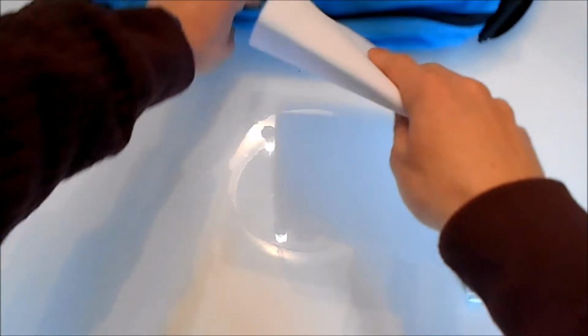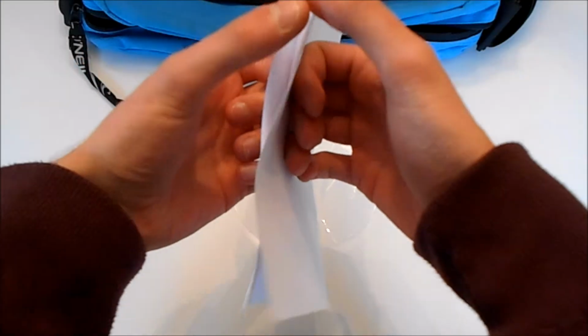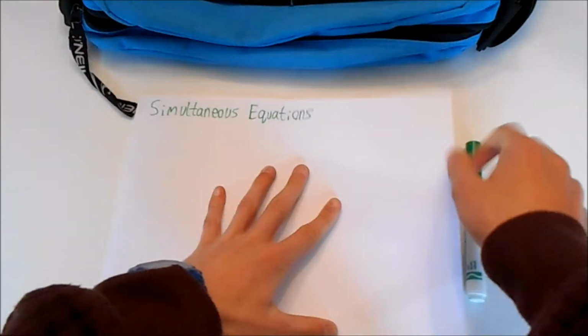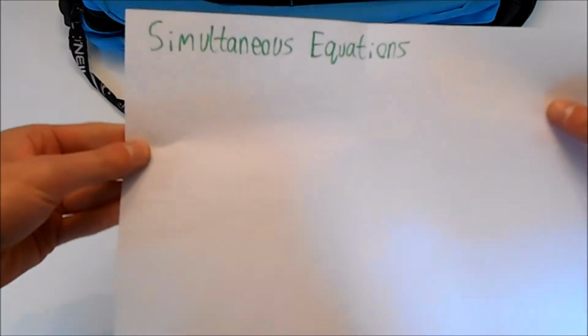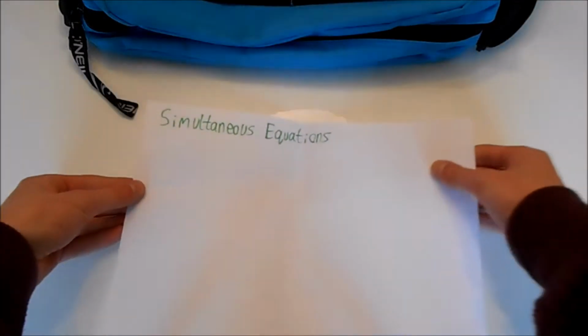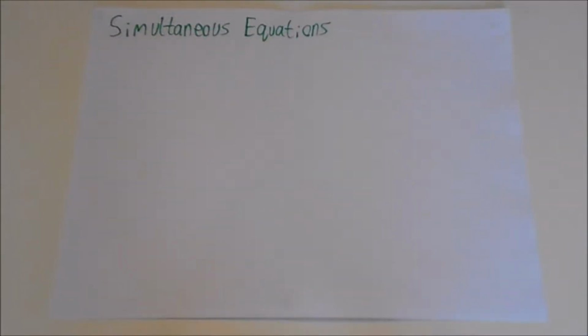So here we have our next bag, and inside this bag we have simultaneous equations. So what are simultaneous equations? Well, simultaneous equations, or rather a pair of simultaneous equations, are where you have two equations that are both true. Both equations will probably have both an x and a y in them.